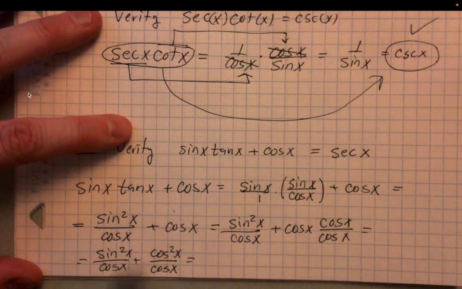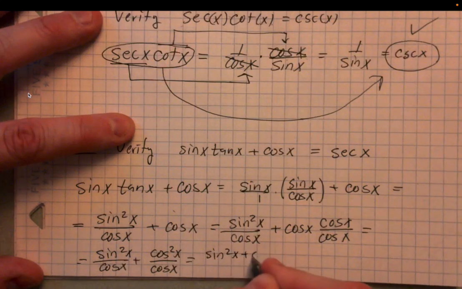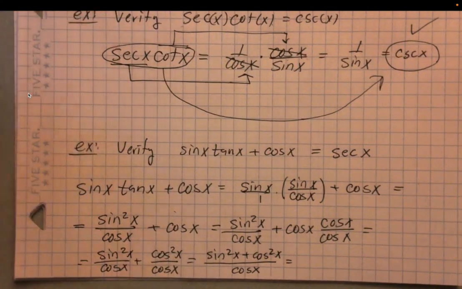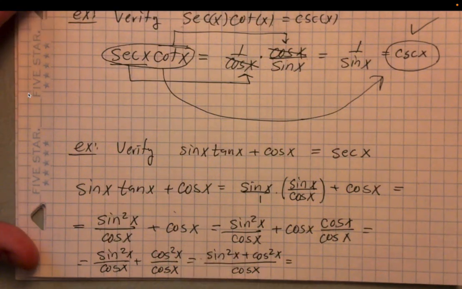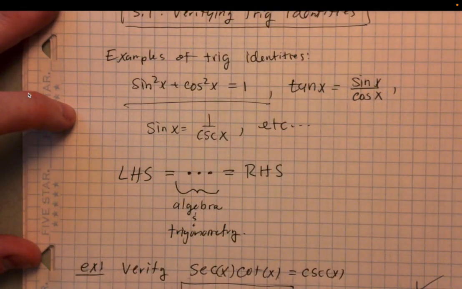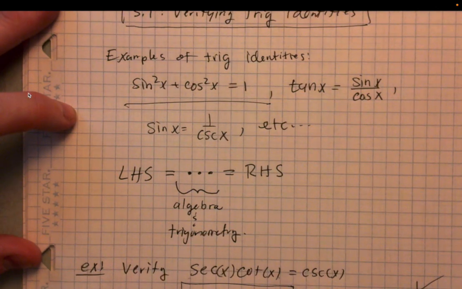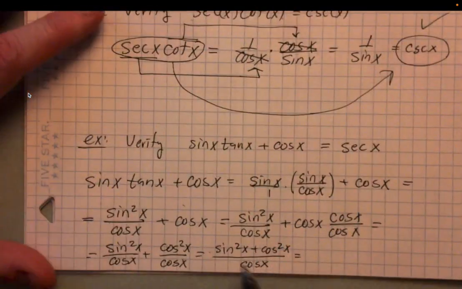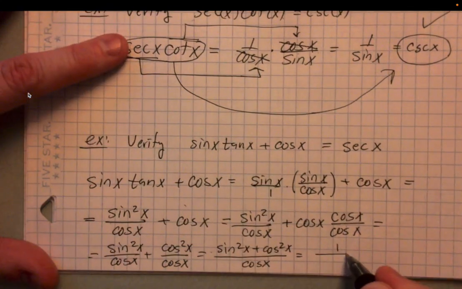When you have a common denominator, you can combine the numerators and write it like this. Now you may be looking at this saying, well, this is going all sorts of different than what I might have expected. But if you look closely at that numerator, this is the Pythagorean identity. We actually started off by writing that out: sine squared x plus cos squared x is equal to 1. So that whole numerator is just 1, and this is 1 over cos x.